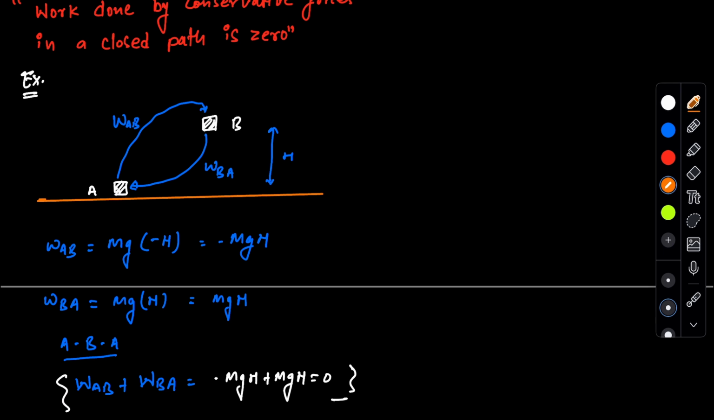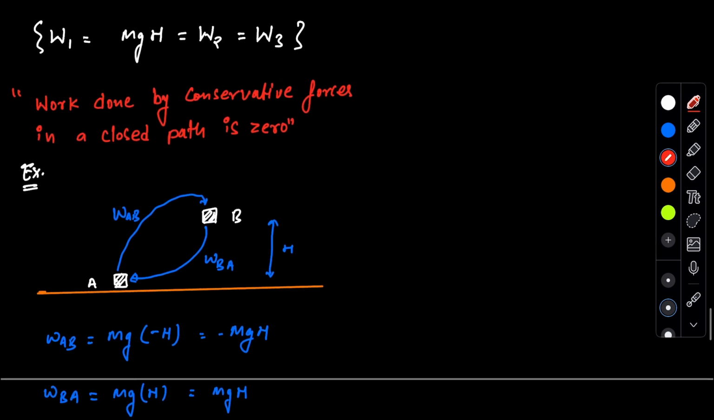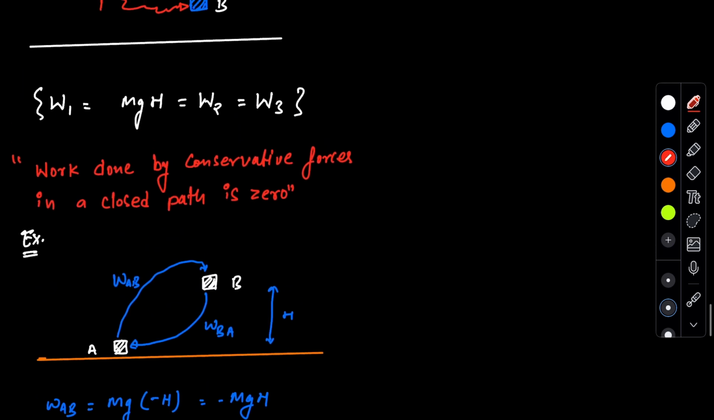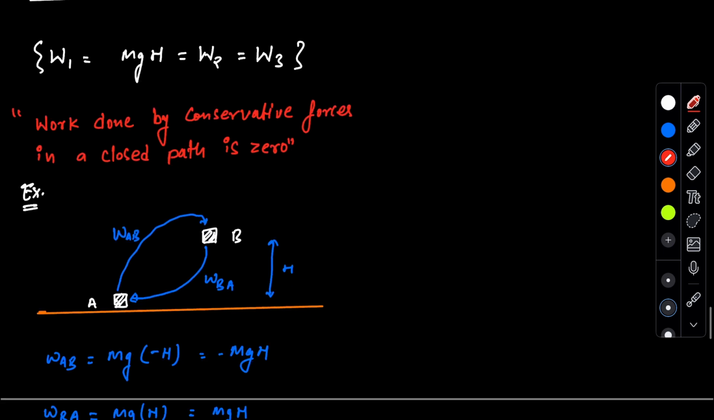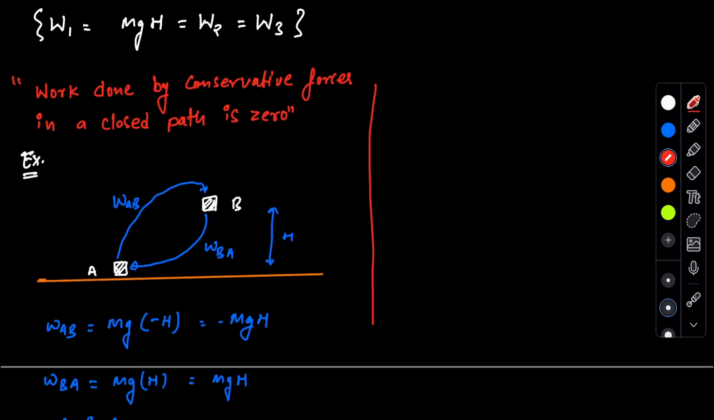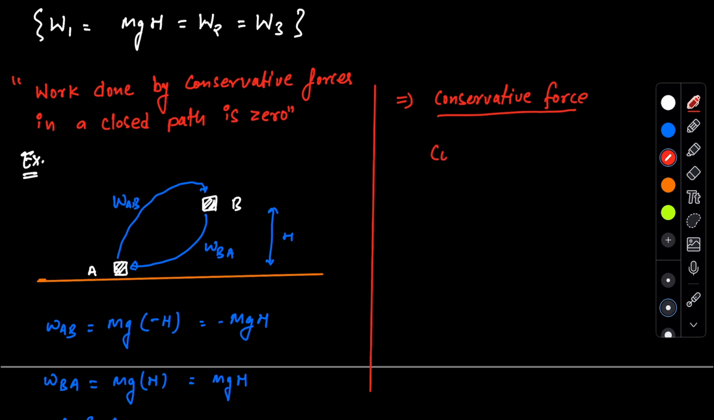Okay, now is there any mathematical method to find out whether the given force is a conservative force or not? Yes, there is. The mathematical method says that for a conservative force, the curl F will be 0. Curl of the F vector will be 0.